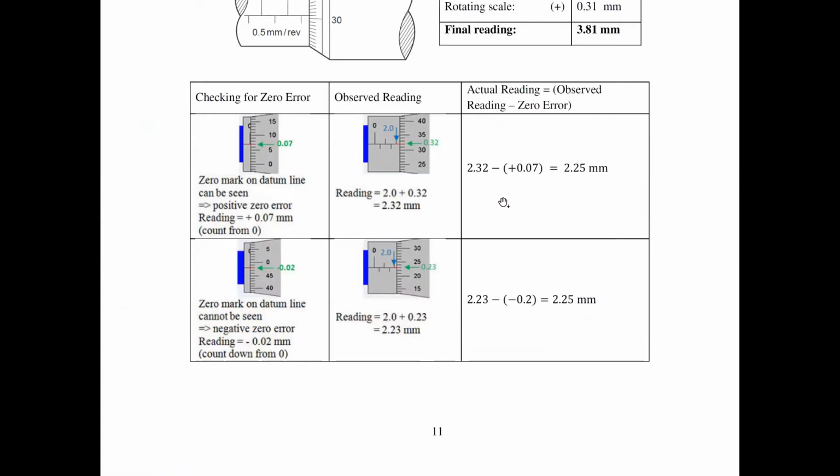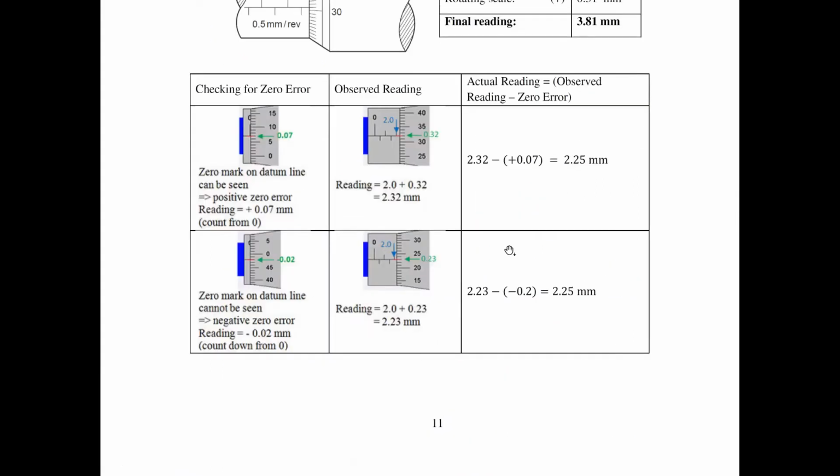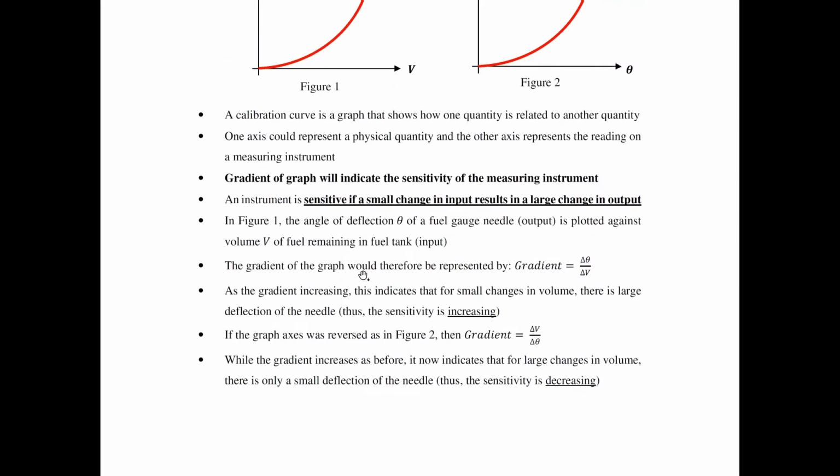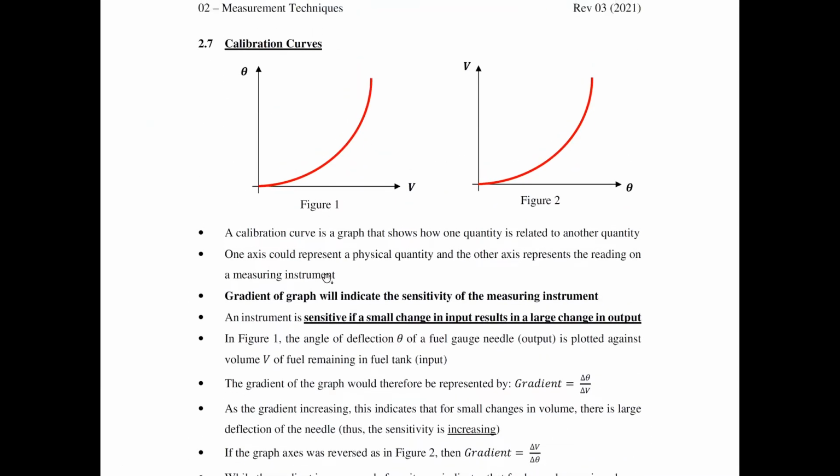Then I move on to the last one, that is calibration curve. Okay, let's move on with calibration curve. Now, what is a calibration curve? A calibration curve is simply a graph that shows you how one quantity is related to another quantity.